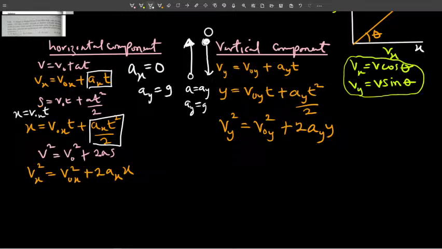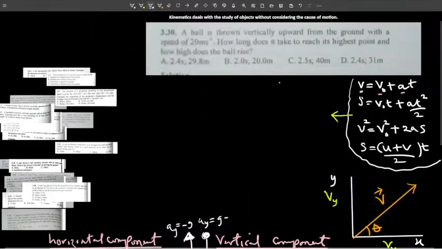When the body is falling, ay is g, which is 10 meter per second square. But when a body is thrown up, ay is minus g. Do you understand that? That's minus 10 meter per second square. All right, and having noted this, I think we can solve questions now.